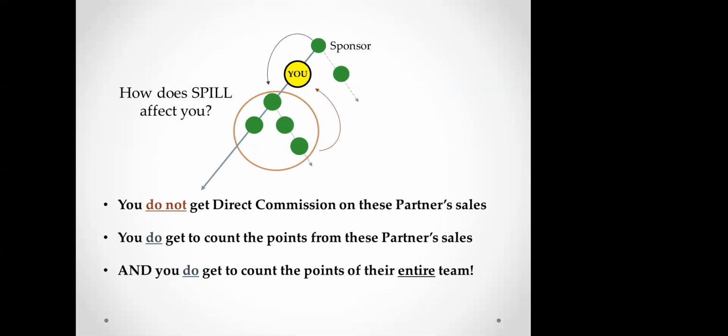So in order to be active and receive all of that commission, you again have to have somebody on your left and your right team. But all of the points generated from this particular organization that had nothing to do with you, you may not even know this person or any of their downline. But guess what? You get to count the points from their commission sales.